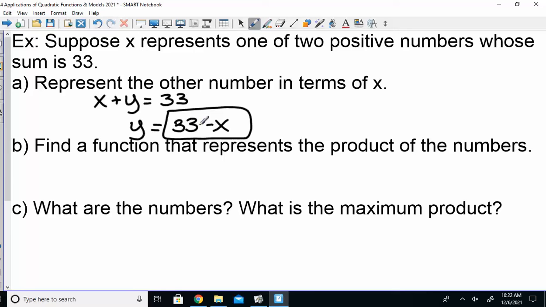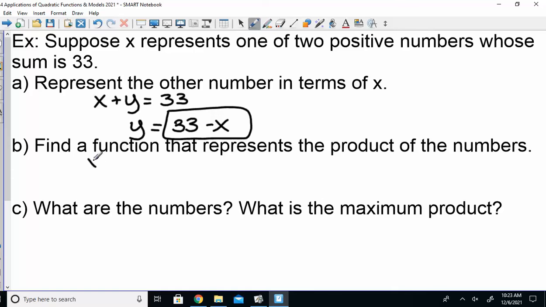Second question. I want to know a function that represents the product of the 2 numbers. What does product mean? Multiplication. I'm asking you to multiply these. Didn't you do something like this on the basketball court problem? Where you had to find the perimeter, and you had to find the area, and you just solve one of those and plug it into the other one. That's what we're doing here.